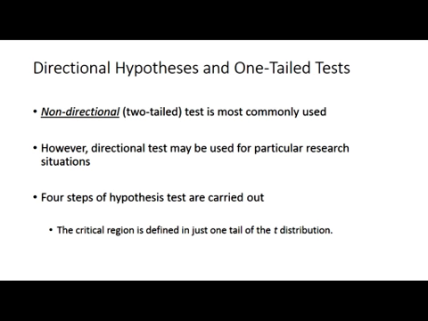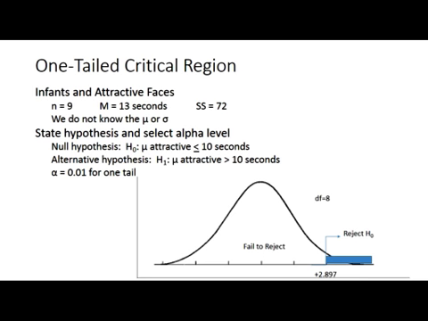Now let's look at it from a directional hypothesis, or one-tailed test. Non-directional is what we just did, t-test, right? However, sometimes directional tests are used, and so here's the 4 steps carried out again. Okay, so same idea, infants looking at attractive faces, n of 9, our sample mean is 13, our sum of squares is 72. We don't know the population mean or the population standard deviation.